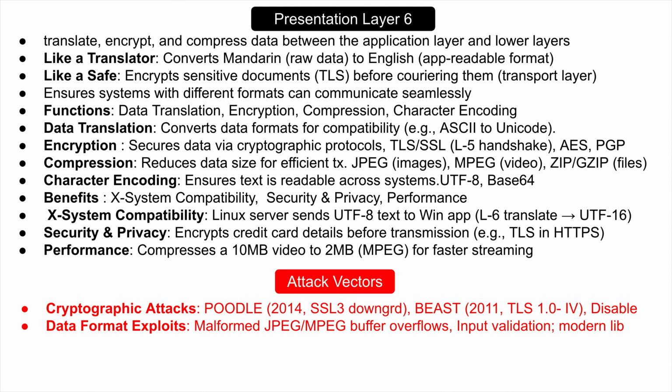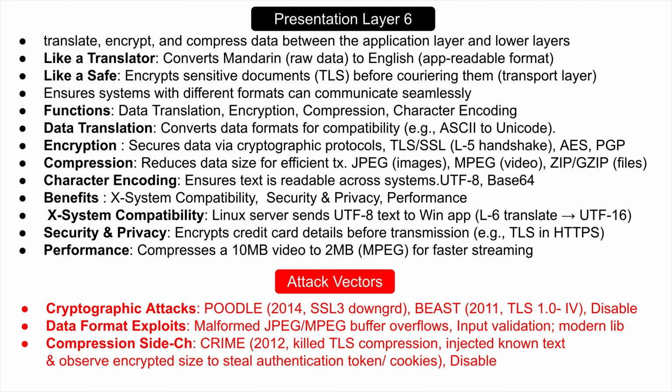Then there are certain data format exploits. For example, a malformed JPEG is made to cause a buffer overflow attack. So what we can do is use input validation in different fields of our application, so that users won't be able to input any invalidated data in these parameters. Or we can use the latest libraries, which by default disable this functionality.